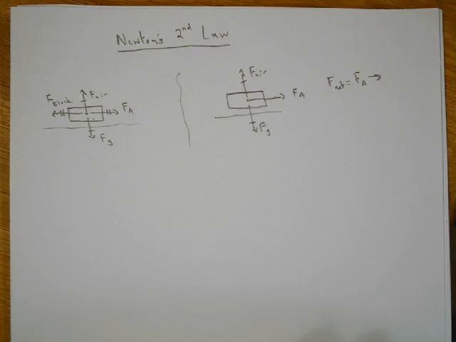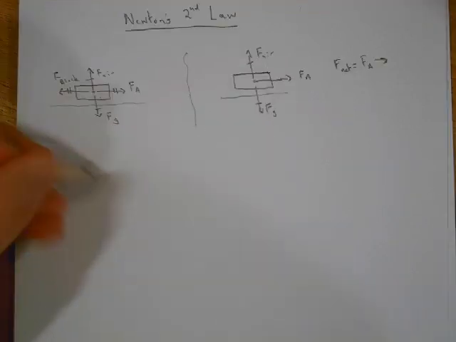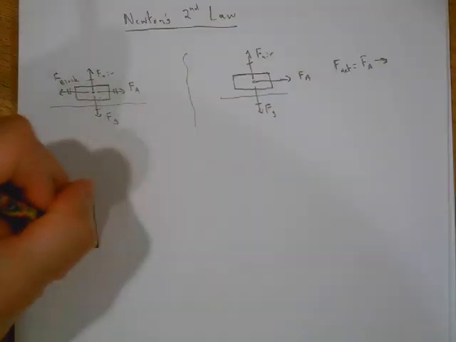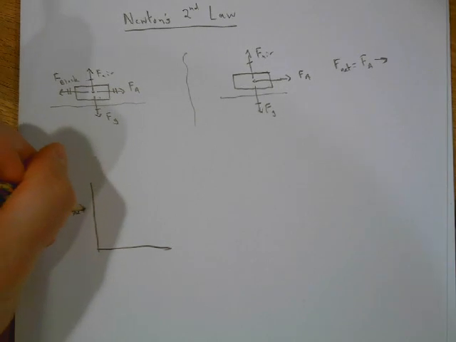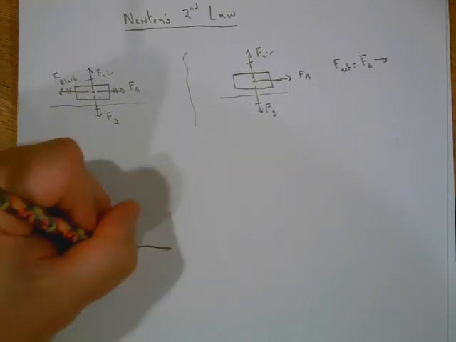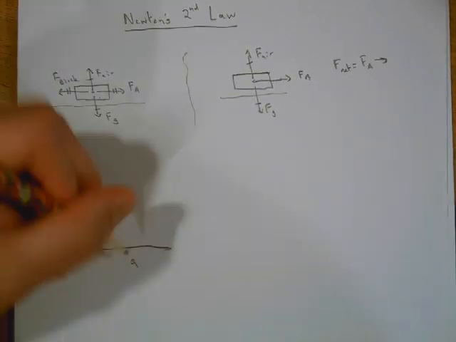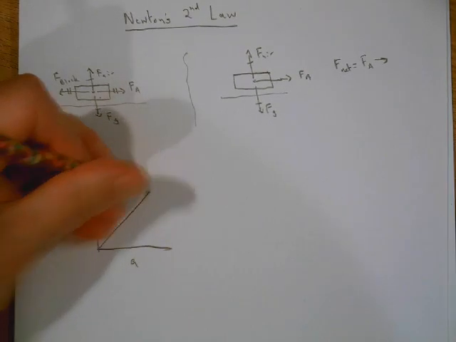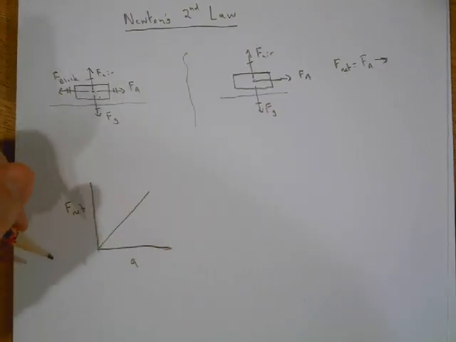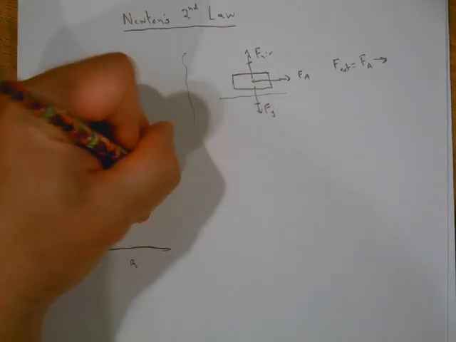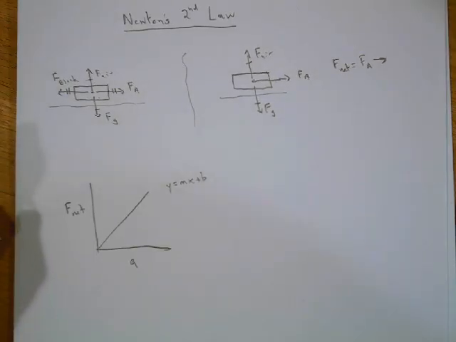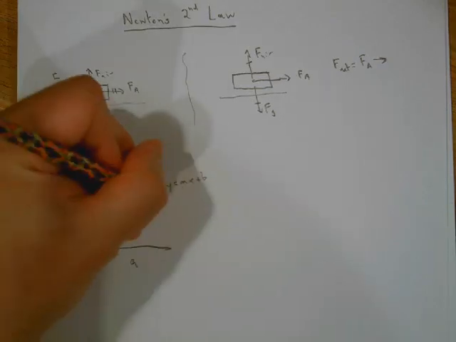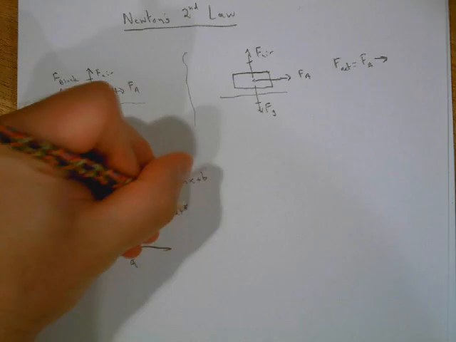And then you were supposed to make some graphs. You were supposed to graph net force versus acceleration. And when you graphed it, hopefully it came out to be linear. And remember, anytime you have a linear thing, I always want you to think about y equals mx plus b. But then, did you graph y? Nope. You graphed F net.